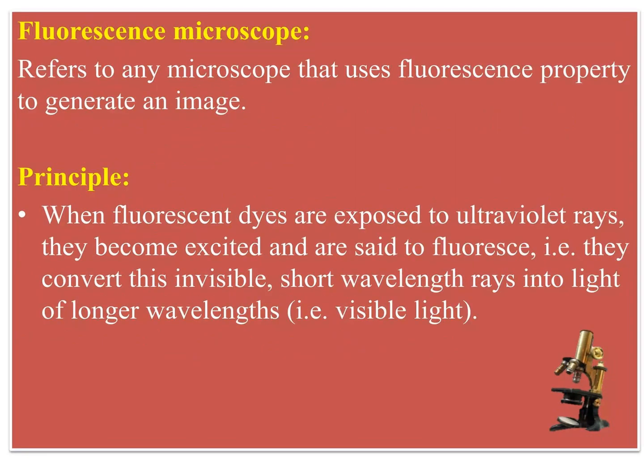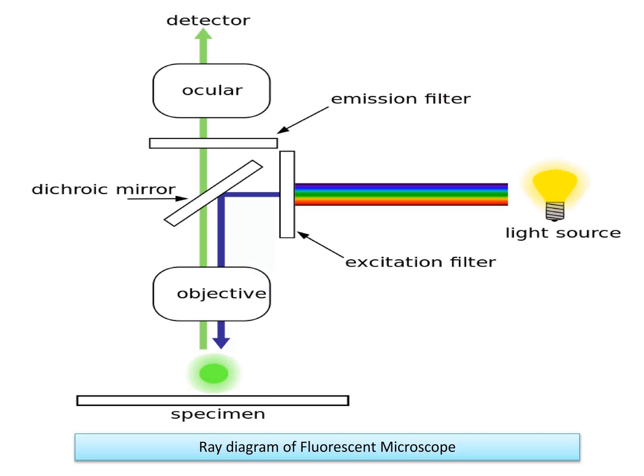The next type of microscope is the fluorescence microscope. It refers to any microscope that uses the fluorescence property to generate an image. The principle of the fluorescence microscope is that when fluorescent dyes are exposed to ultraviolet rays, they become excited and are said to be fluorescent. That is, they convert these invisible short wavelength rays into light of longer wavelength, that is, visible light. This is the ray diagram of a fluorescence microscope.